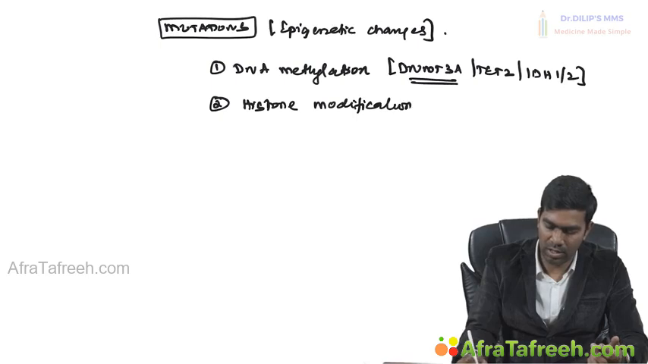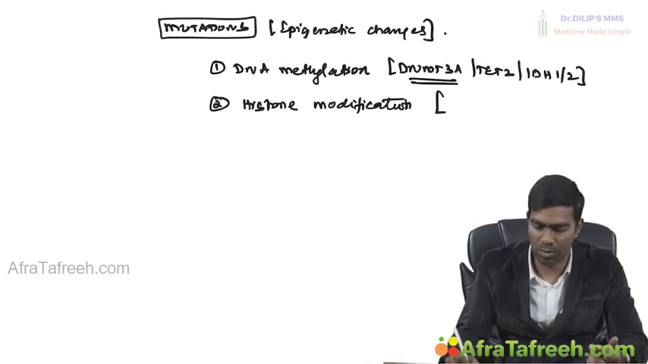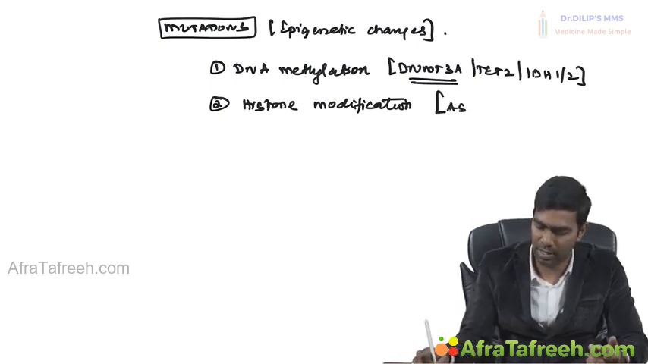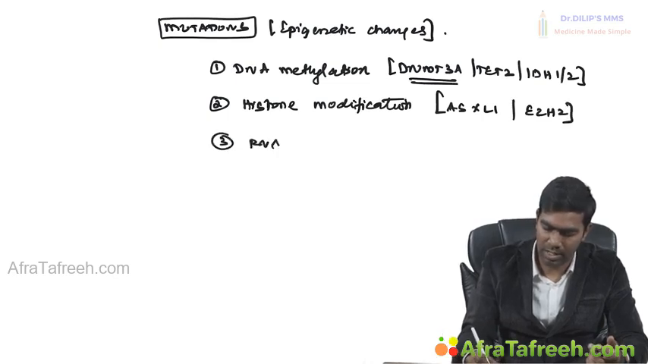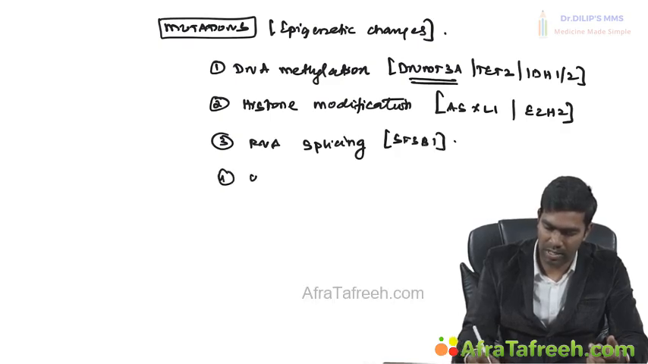What are the genes that are important for histone modification? You have ASXL1, then you have EZH2. These are some things that modify the histones. Number 3, genes that are involved in RNA splicing. The very important gene is SF3B1. And there are other genes that are also involved.